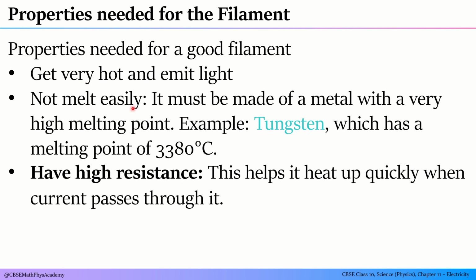It should have a high melting point. The fuse had a low melting point, maybe 120 degrees or so, to protect electrical circuits. Whereas the filament of the bulb uses tungsten, which has a very high melting point of 3380 degrees. Only at this temperature can it melt, otherwise it will simply burn and give you bright light. So it should be capable of withstanding this high temperature and still emit light.